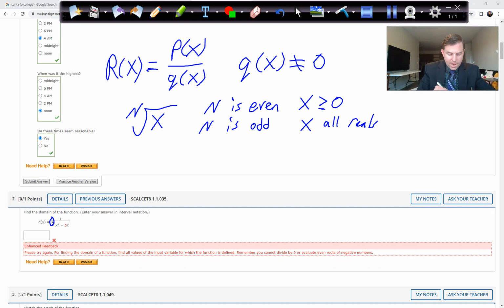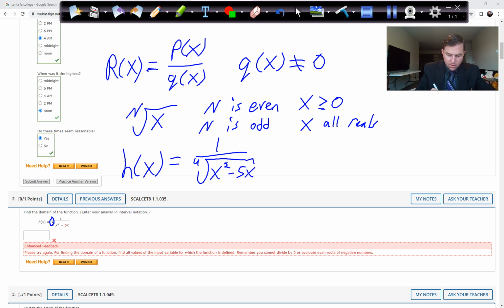So what we're going to have is, let me write it, h of x is equal to 1 over the fourth root of x squared minus 5x. Because it's in the denominator, we cannot let it equal 0. So we're going to say everything inside that root symbol, x squared minus 5x, has to be strictly bigger than 0.